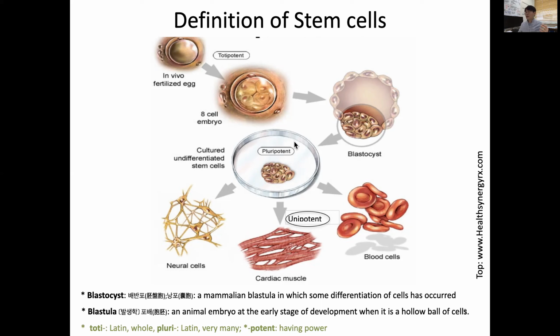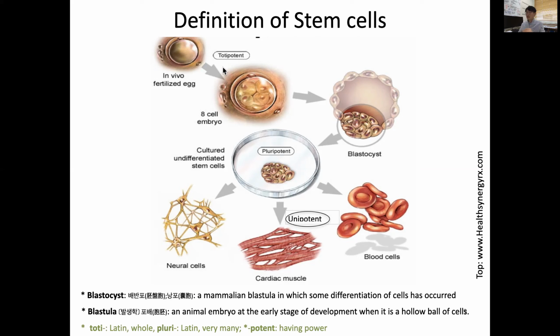So we call it a pluripotent stem cell, which can be cultured and differentiated into neural cells, cardiac cells, and blood cells. Of course, there's more differentiation, so that particular level of stem cell, which can only differentiate into one type of terminal cell, is called unipotent.